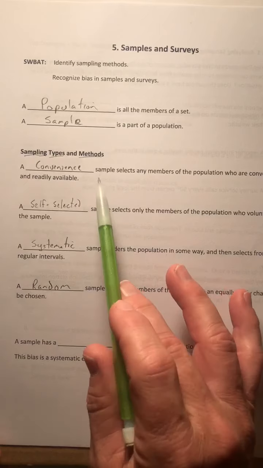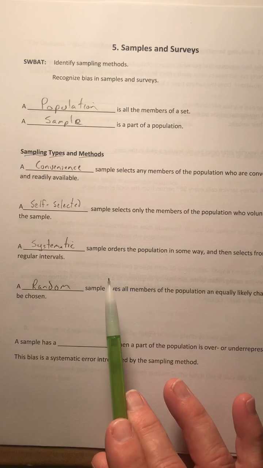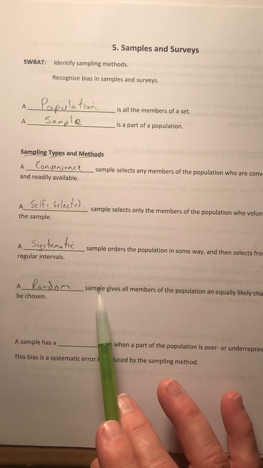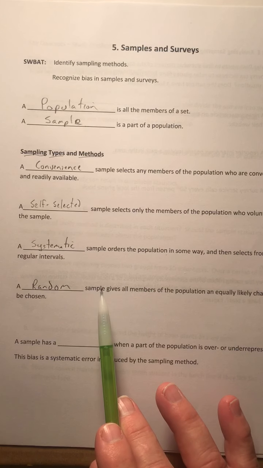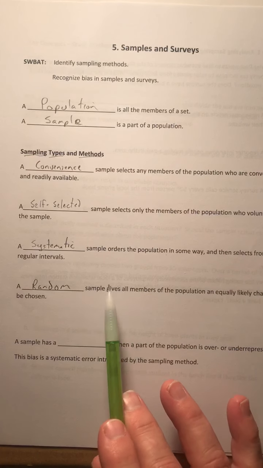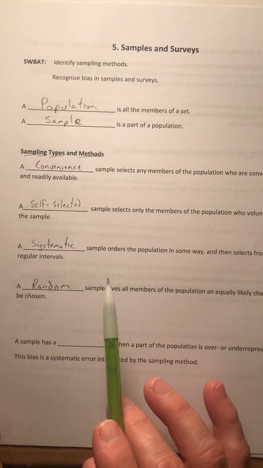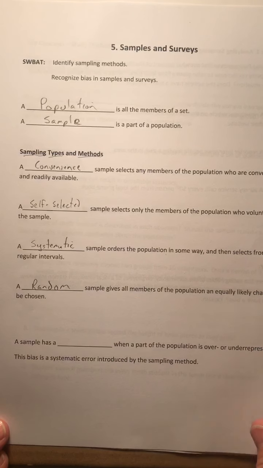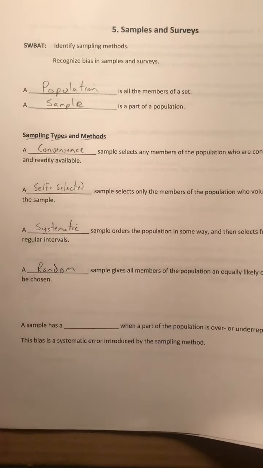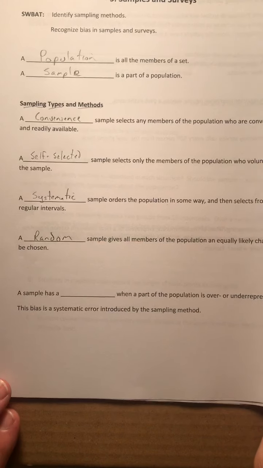So these are all sampling methods. These are all the ways that you get the people to participate in your survey. It's not how you survey them. These are just ways that you get whoever your sample is, so that you can survey them and ask them questions.